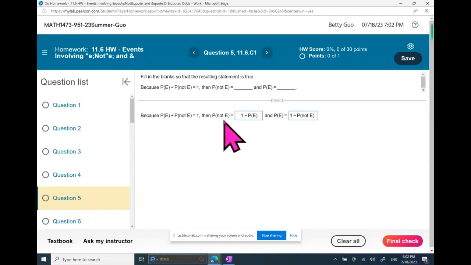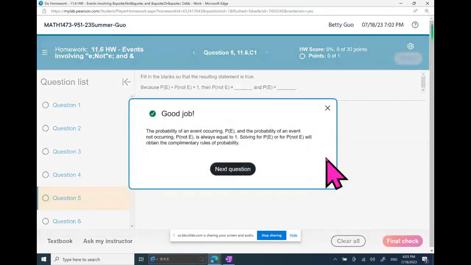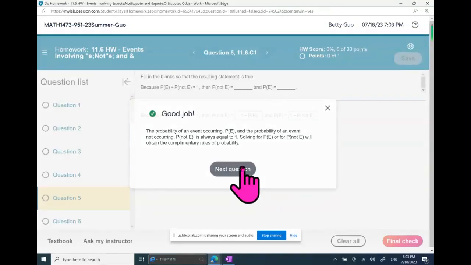When two events are complement of each other, then their probabilities add up to 1. If we know the probability of one of them, then we can use the formula to find the probability of the other. Just use 1 minus the given probability. Very important and basic. If two events are complement, then their probabilities add up to 1.